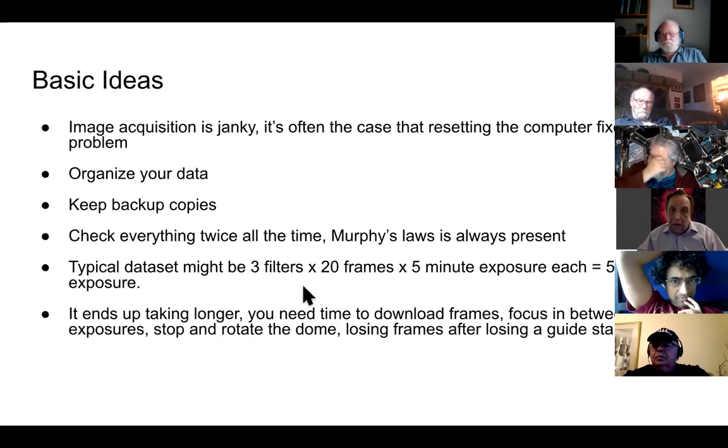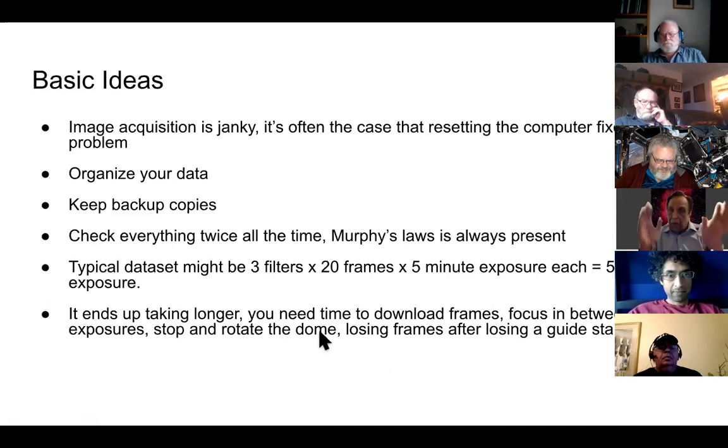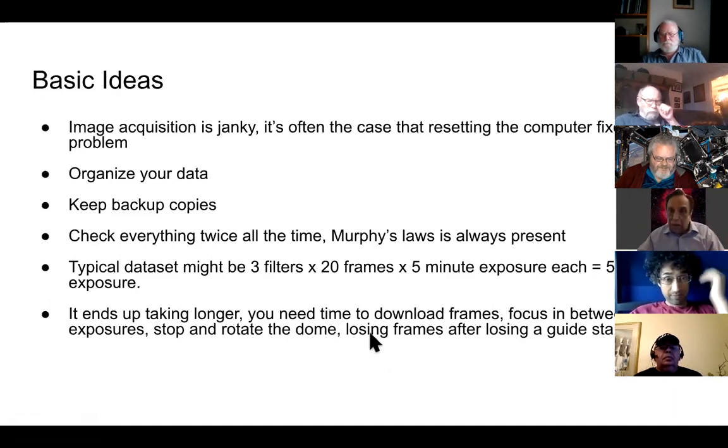And usually that's not even long enough, because during this process you have to download the frames, which takes time. Focusing goes on in between every 10 to 15 minutes, that takes time. Then you have to rotate the dome because the object has moved significantly. I don't have automatic control on my dome, so I have to manually stop the exposure process and go and change the rotation of the dome. And sometimes you lose the guide star because some cloud passes in front of the camera, and there you are. So you get a complete stop.